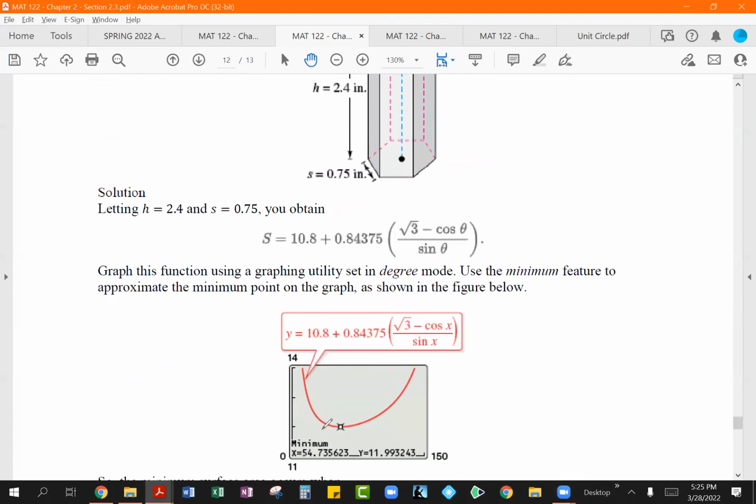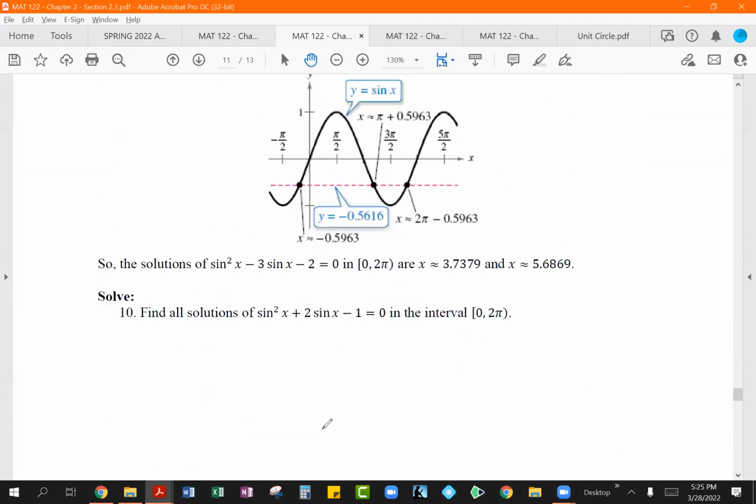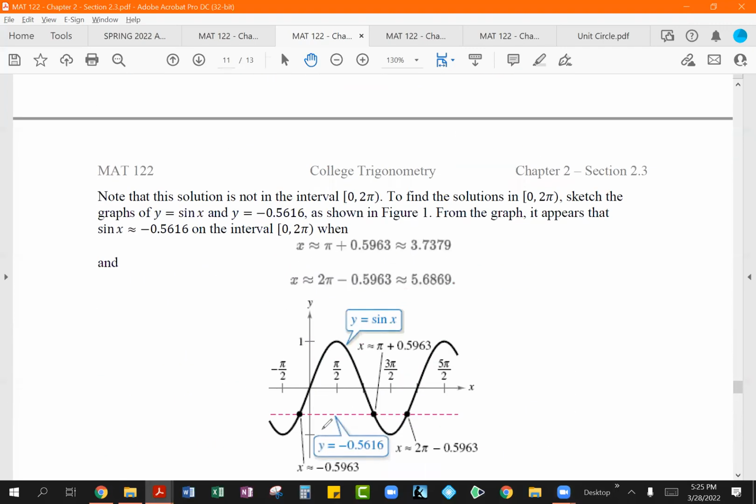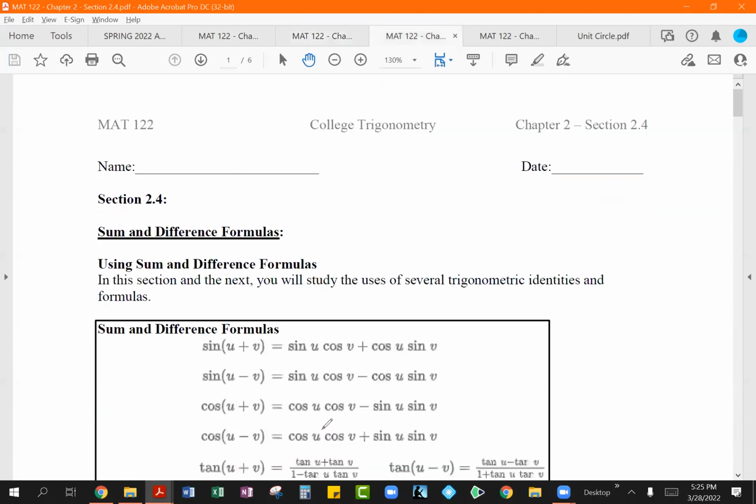So look through that. But solving these equations is obviously the big part of section 2.3. You've got various different examples in your homework to go through that you should definitely try working on, and let me know if you have any questions. So that was 2.3, and that's a fairly long section because you have so many different types of equations that you have to solve.